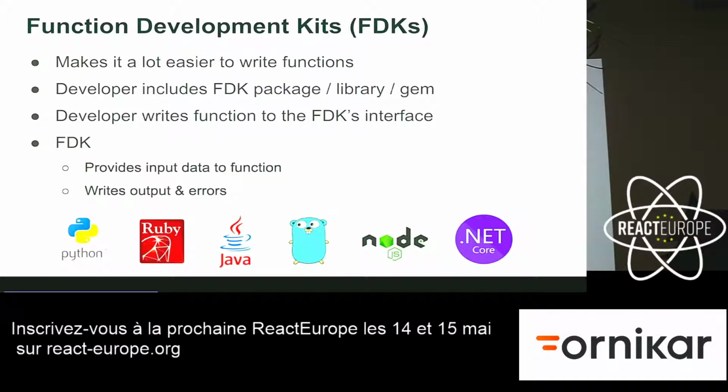Function development kits. They make it a lot easier for you to create your functions. So as a developer, what you do is you include the package or library or gem or whatever it is that your language calls that kind of thing, and then you develop against that interface. The FDK is responsible for providing the input to your function, sending the output back to the person who invoked it, and also writing any errors to syslog. Now, out of the box, we have FDKs for Python, Ruby, Java, Go, Node, and .NET Core.